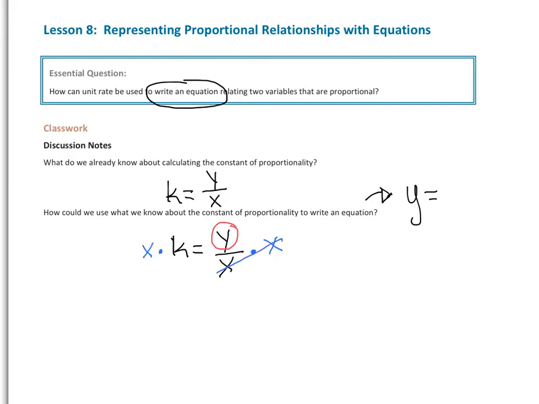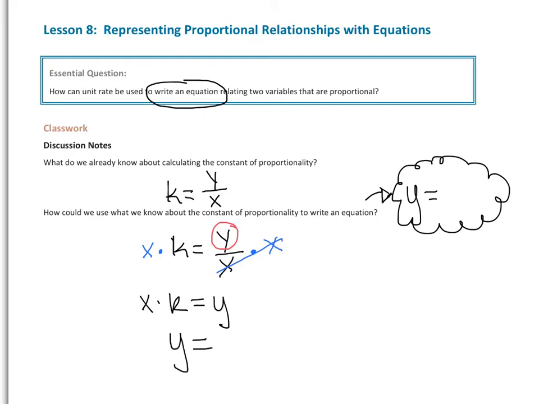When I do that, those two x's are going to cancel out. So I have x times k equals y. That's totally fine to write it like that, but typically people like to have it in the y equals form. I'm going to use my reflexive property and write it completely mirrored across the equal sign. It's going to be y equals kx. Y equals kx. This is how we're going to write an equation for all of our proportional relationships.